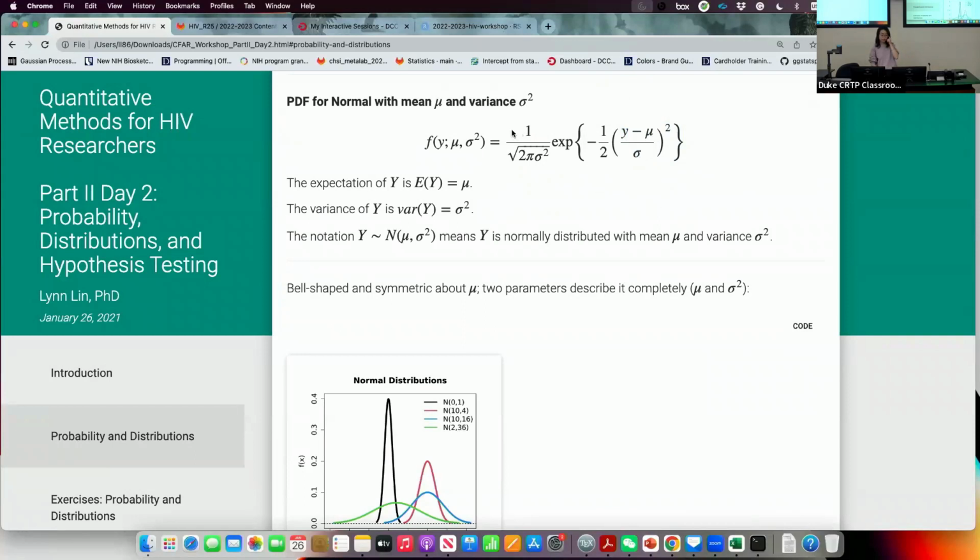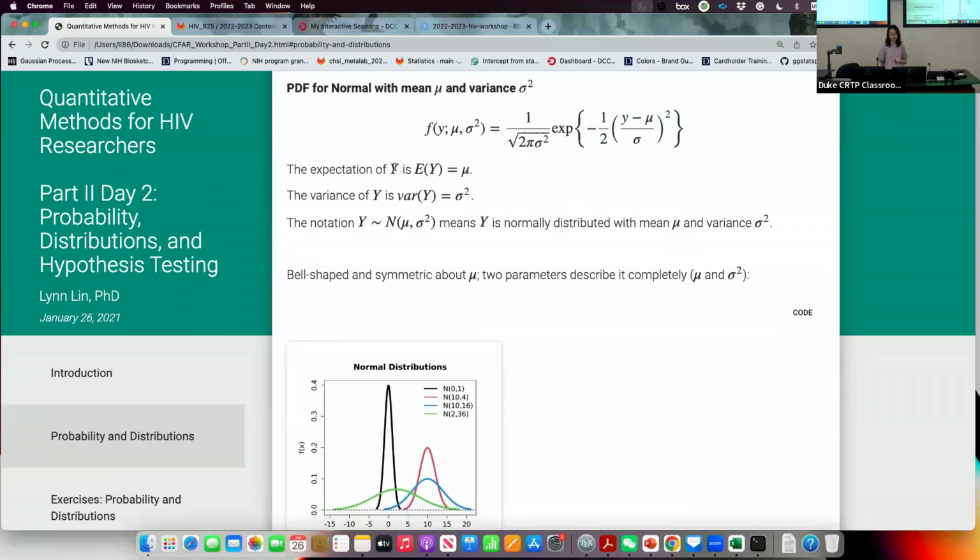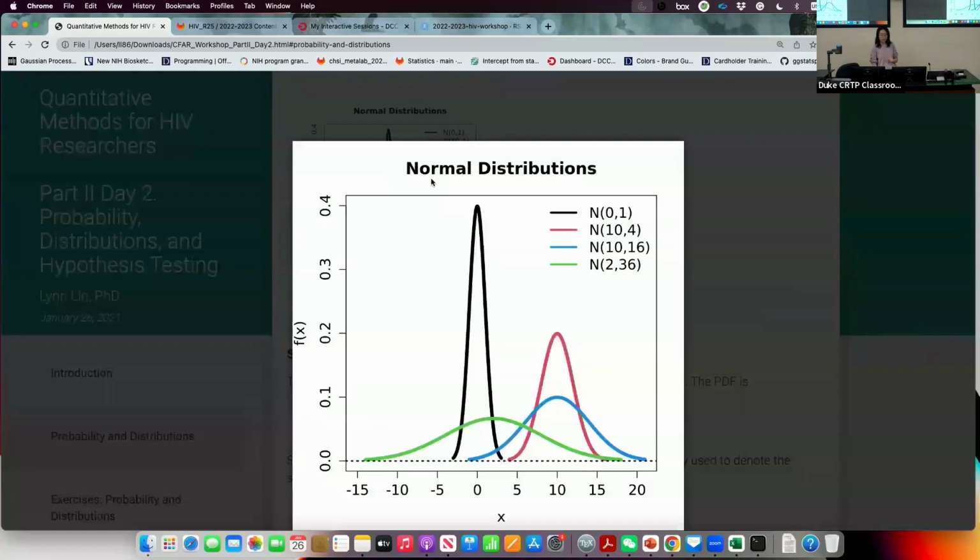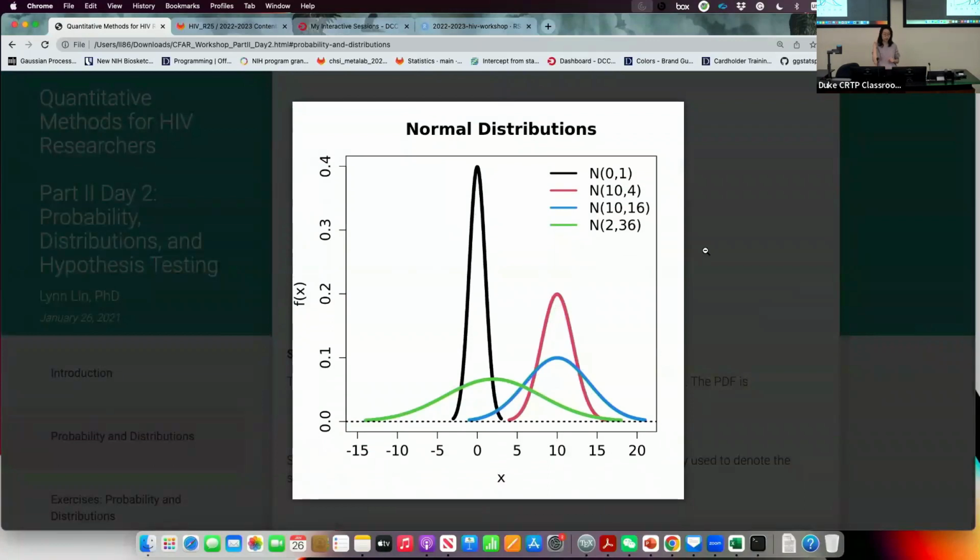After some derivation, we know the expected value of this normal random variable equals the mean of this distribution, and the variance of this random variable equals the variance sigma squared, which is entered here and also in this denominator. Typically, people use capital N to denote a normal distribution, which is controlled by these two parameters.